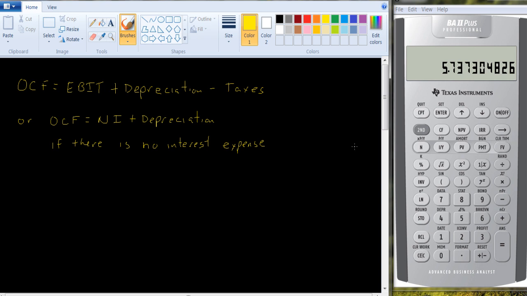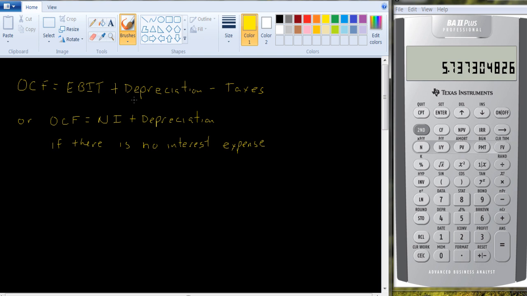And the reason we add back in depreciation, because actually in the calculation of EBIT, we subtract depreciation and then we're going to add it back in later. Why? Because we need to add it back in because it's a non-cash expense. The reason we subtracted it out before is it does affect cash flow because it affects taxes.